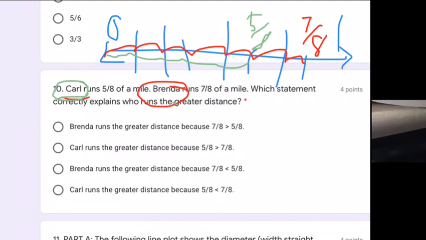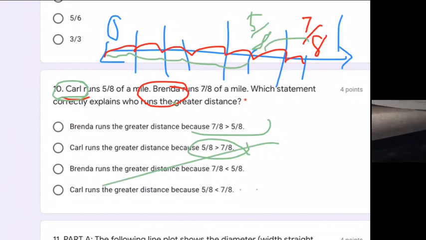And then you have to just read these really carefully. Brenda runs the greater distance because 7/8 is greater than 5/8. Oh, that's correct, actually. But I'll look at the other ones just to double check. 5/8 is greater than 7/8. No, that's wrong. Brenda runs the greater distance because 7/8 is less than 5/8. Well, that's not true. So that symbol in there is wrong.